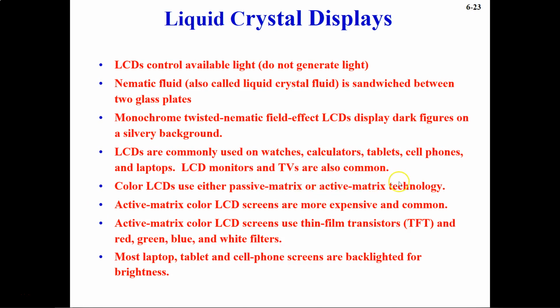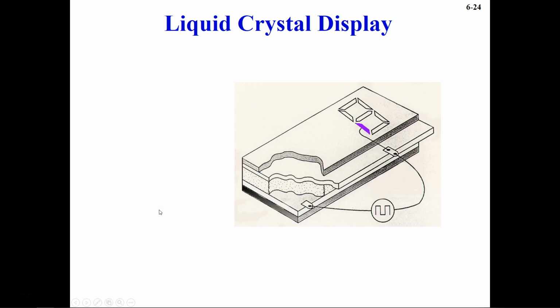This active matrix technology is most commonly used, and it is more expensive also. It uses a thin film transistor, and it has red, green, blue and white filters. So most laptops, tablets, cell phone screens are backlighted for brightness, and that's possible because they use LCDs. Now let's see the construction of the LCD.